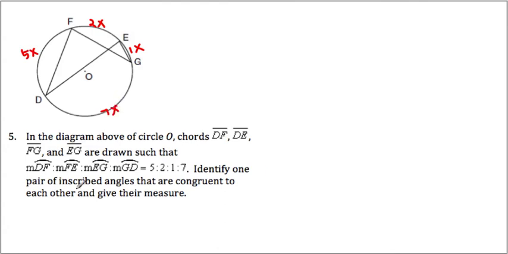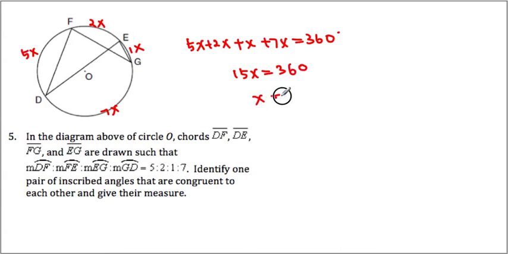Now identify one pair of the inscribed angles that are congruent to each other. So in this case, one thing we get to realize is when you add them up, 5x plus 2x plus x plus 7x must be equal to 360. Then here, we realize 15x must be equal to 360, where x, when you divide by 15, will become 24.